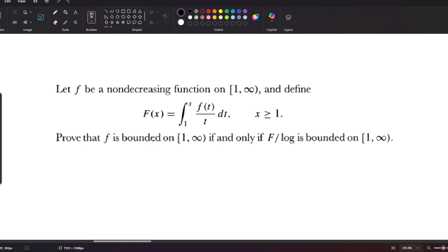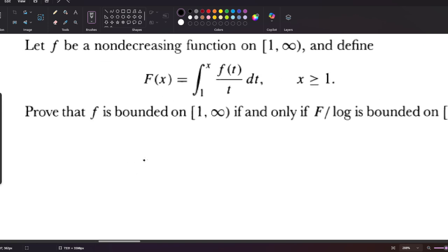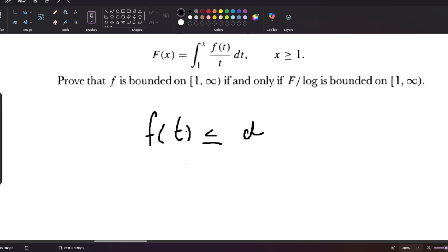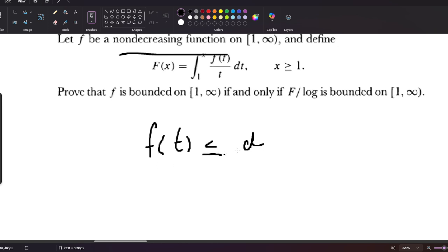We have this problem. We need to prove that f is bounded on this interval if F capital over natural logarithm of x is bounded on the same interval. Let's begin by assuming that F of x is bounded. Let's write it as f of t instead, it's easier to deal with. It's less than or equal to some number a that bounds it. Since it's not decreasing, we don't have to include the modulus, the absolute value.